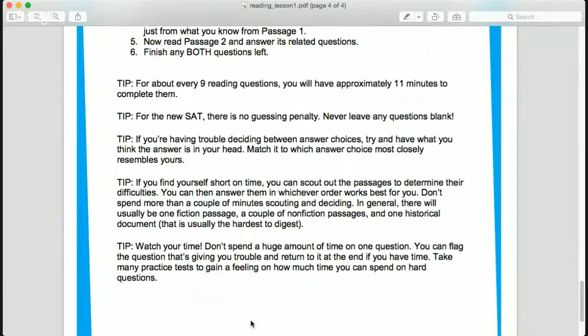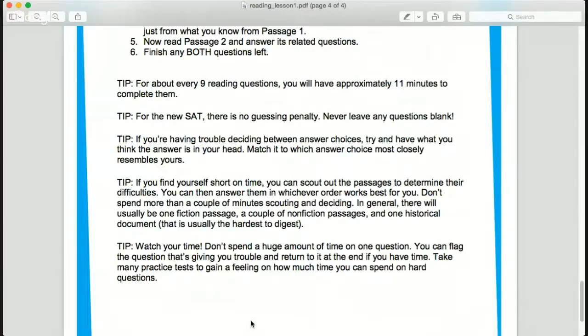If you're having trouble deciding between answer choices, try to have what you think the answer is in your head. Match it to which answer choice most closely resembles yours. What this is saying is, you want to answer the question in your mind first. Read the question without looking at the answer choices, answer it as if it were a free response, and then see which answer choice matches most closely with that.